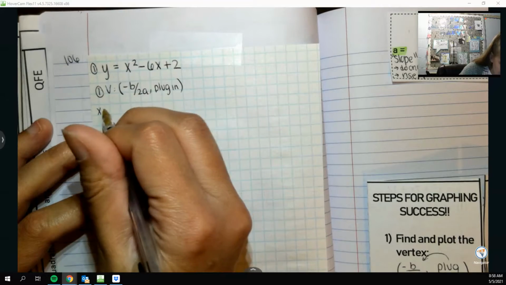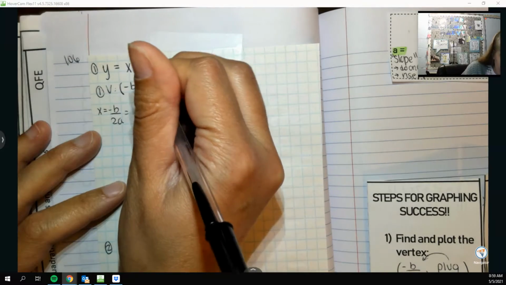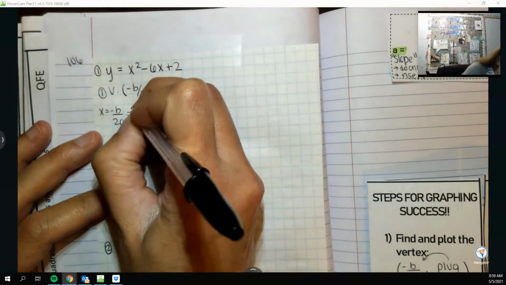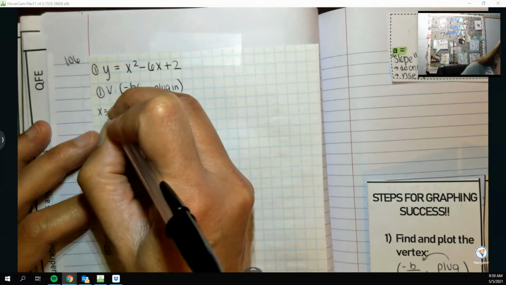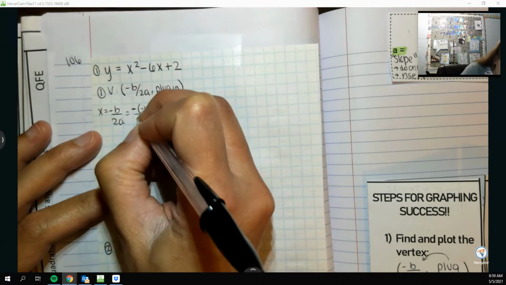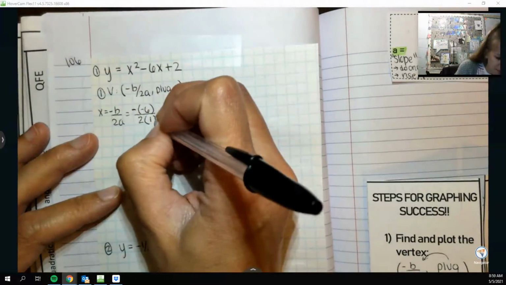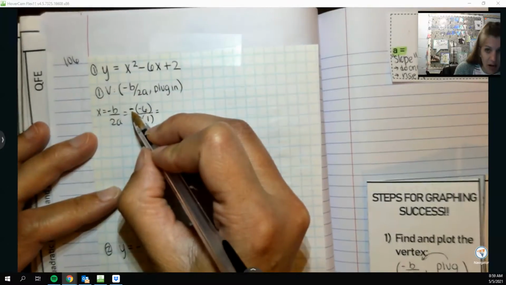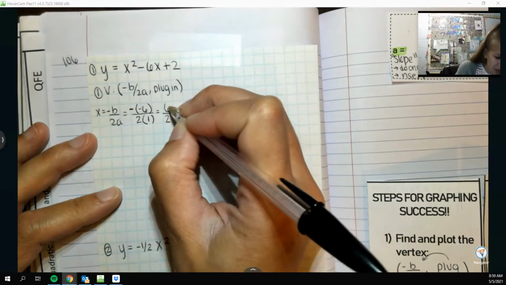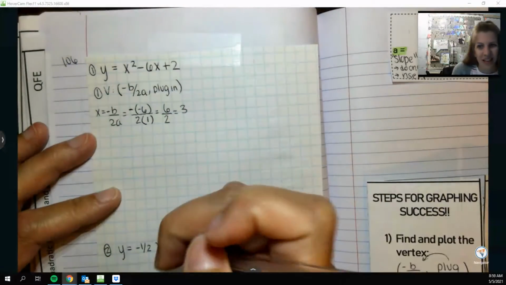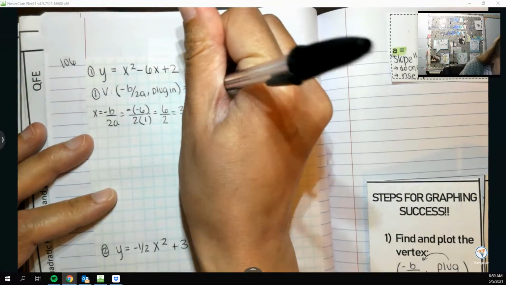So when I do my negative b over 2a, I'm finding the x value of my vertex. In this case here, b is negative 6. And then there's already a negative there, so we have a double negative, over 2 times a, which there's no number in front, so that means it's a 1. So if I simplify this now, double negative makes it a positive 6. And then my bottom is 2. And so 6 divided by 2 is 3. We love it when it works out nicely. So the x value of my vertex is 3.